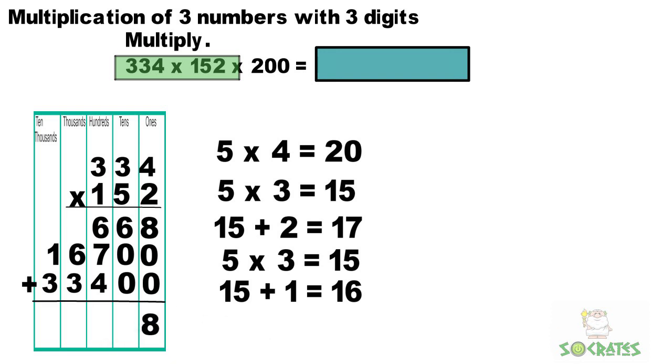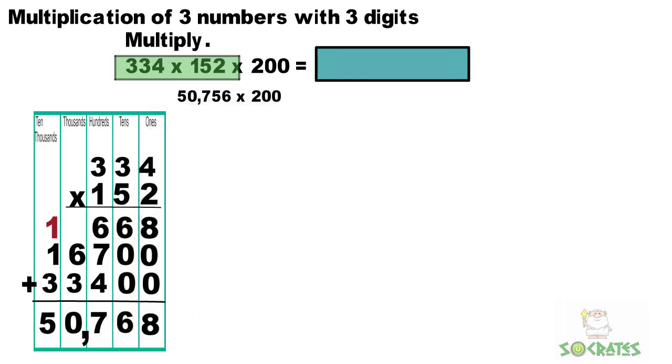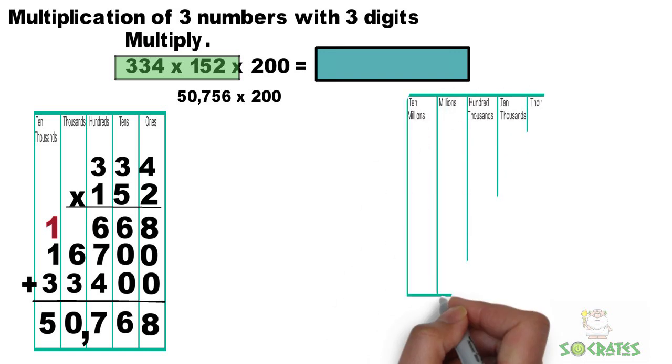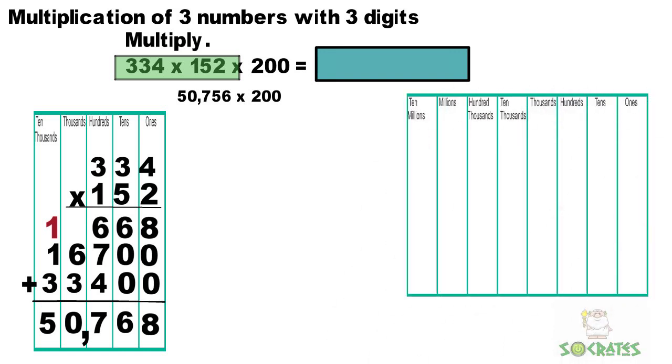0 and 0 and 8 is 8. 6 and 0 and 0 is 6. 6 and 7 and 4 is 17. Put a 7 and carry the 1. 6 and 1 and 3 is 10. So you put a 0 and carry the 1. And next we add 3 plus 1 plus 1, and we get 5. So 50,768.